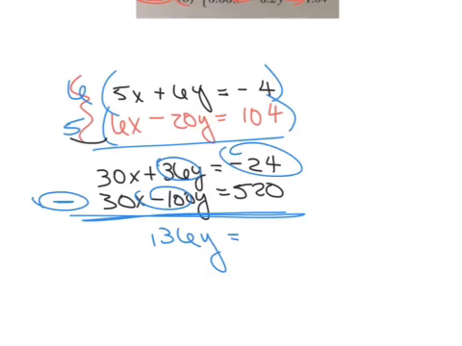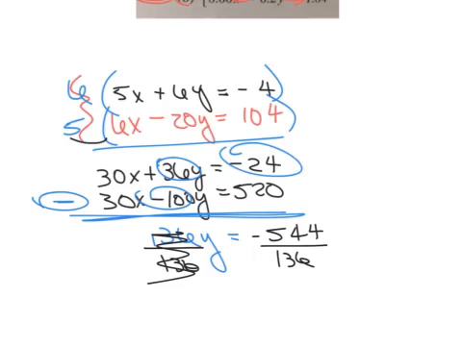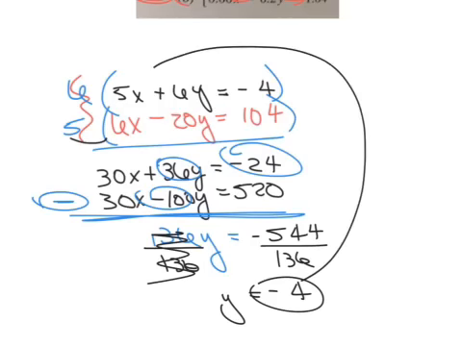And 24 minus 520 would be negative 544. Divide by 136, divide by 136, those go away. 544 divided by 136 is going to be negative 4. And that's my y. And then in order to find my x, I take my negative 4 and I plug it in here, and I solve for my x value.